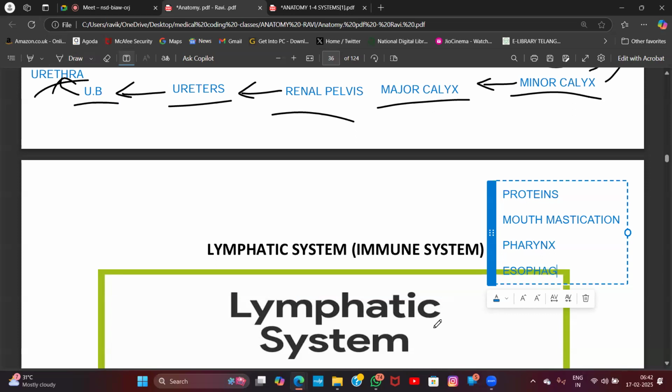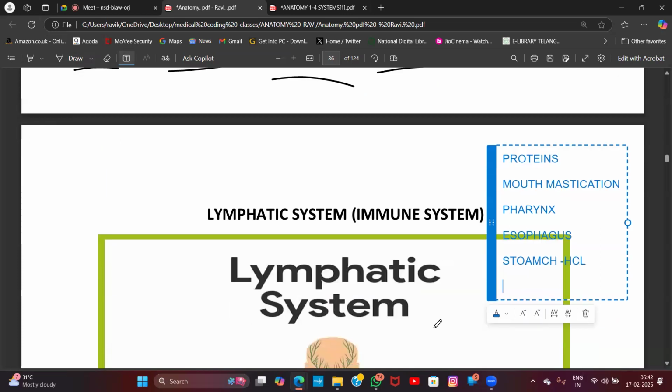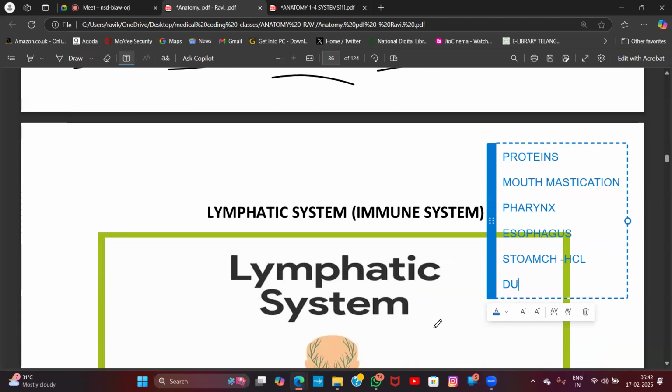Yes, the proteins go through the esophagus to the stomach. In the stomach, they mix with HCl and are stored. After storage, they go to the duodenum, the part of the small intestine called the duodenum. What happens in the duodenum?